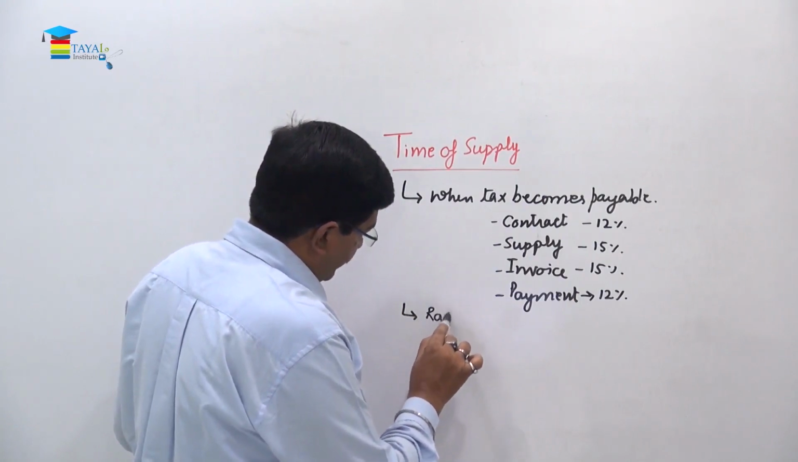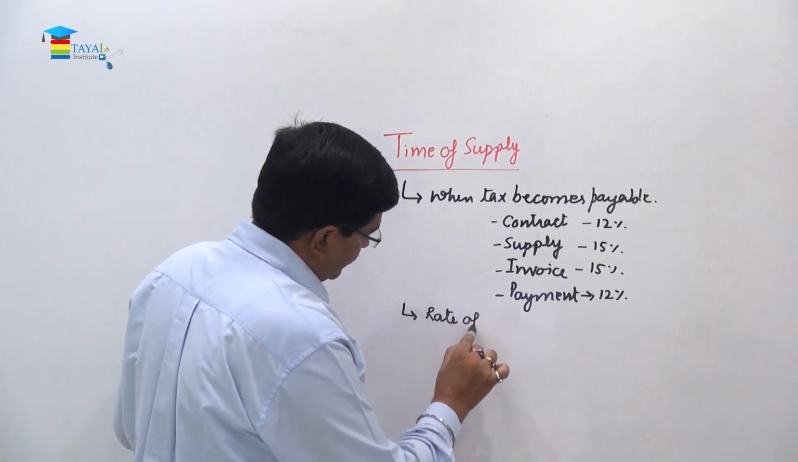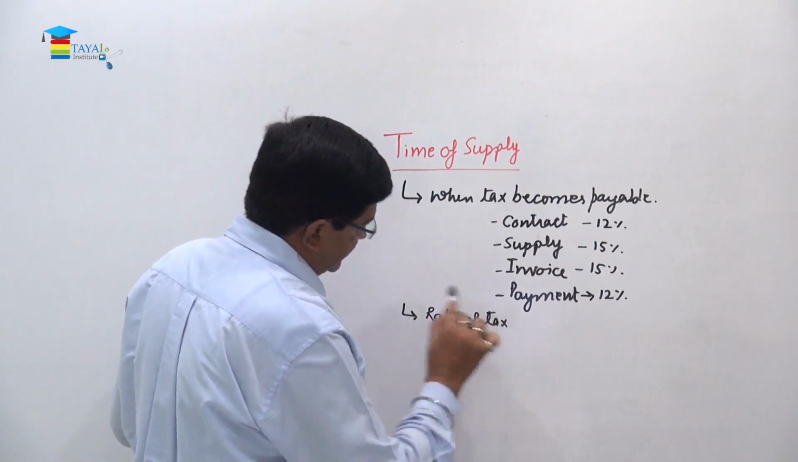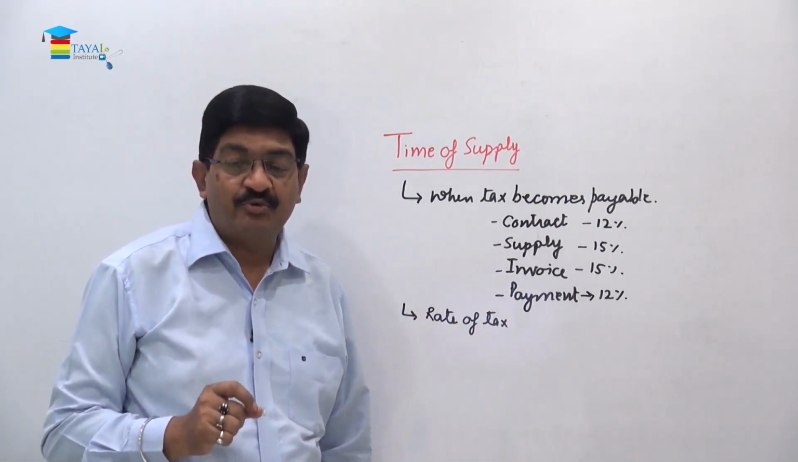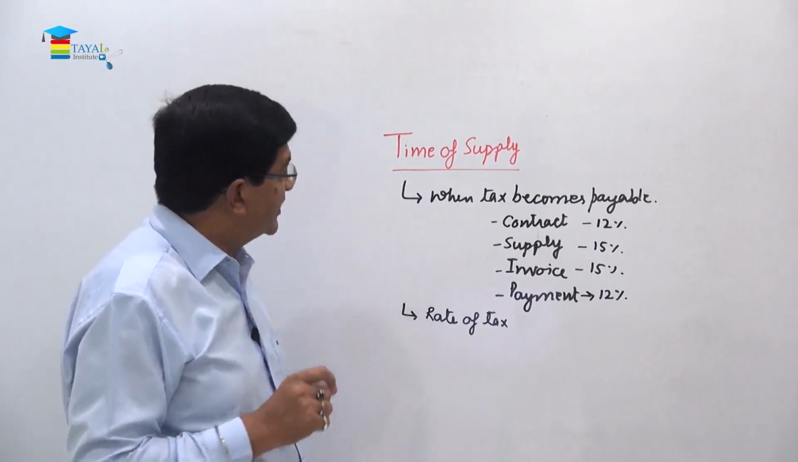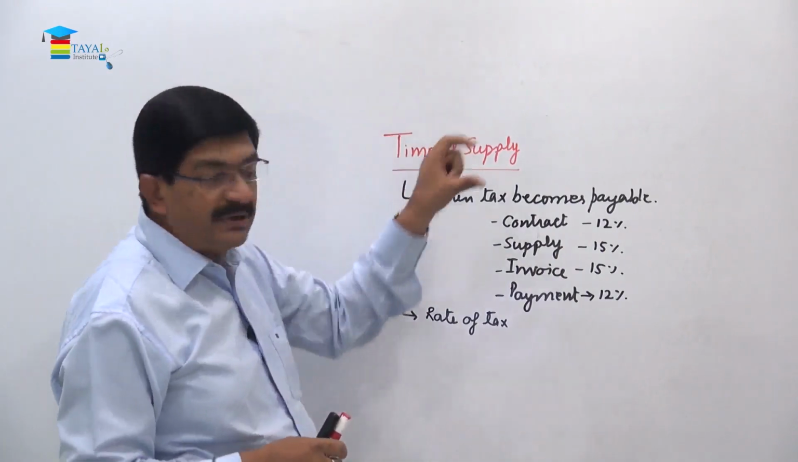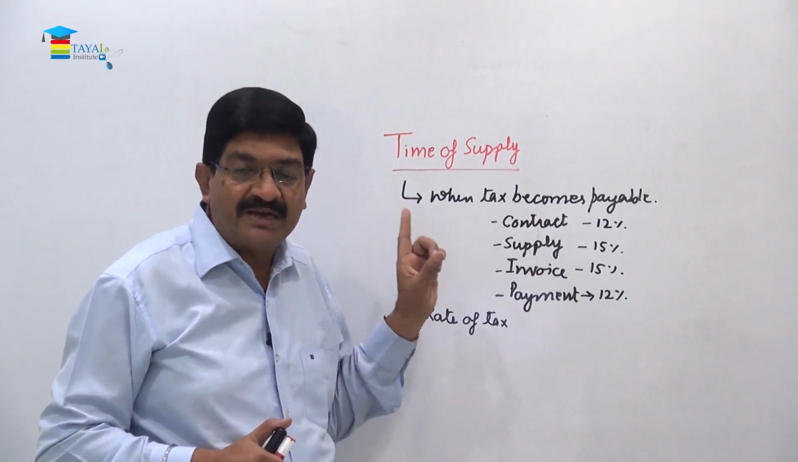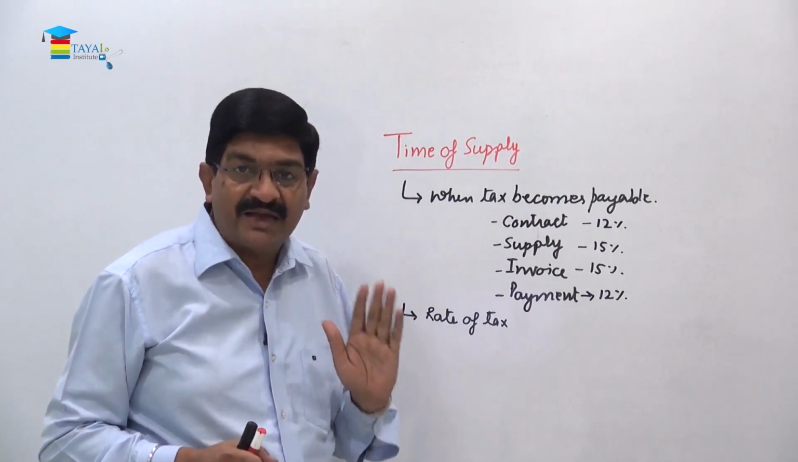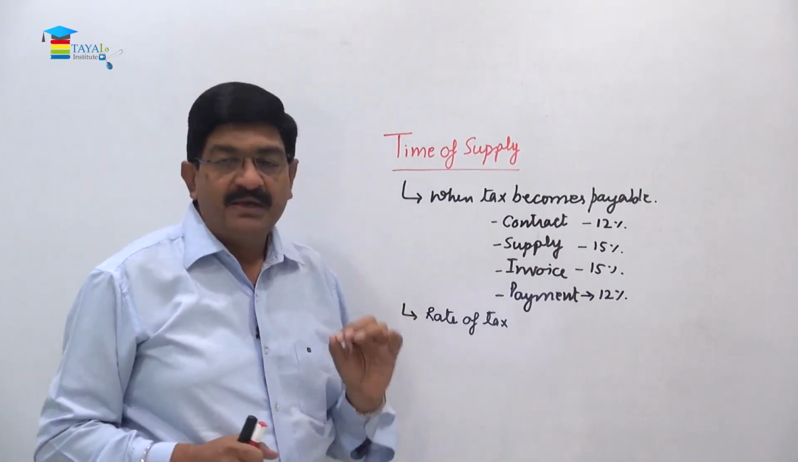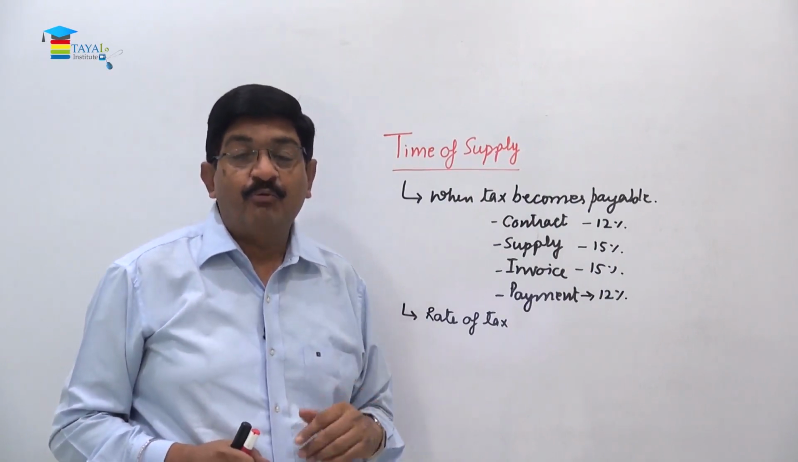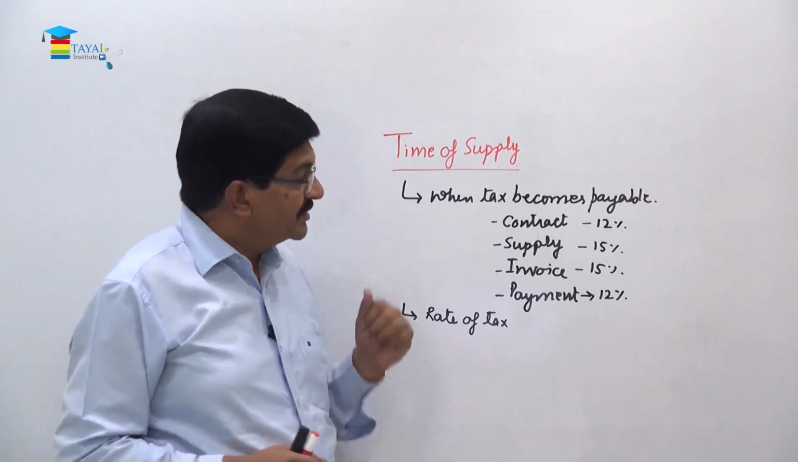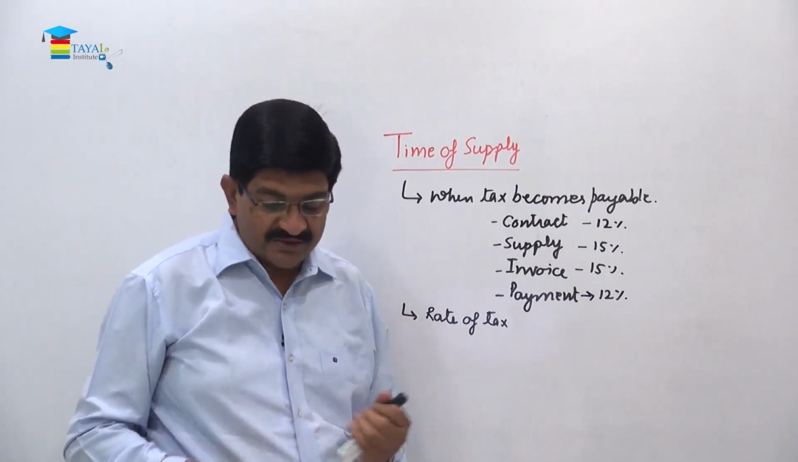So, two important questions we are going to answer in this chapter: when the tax should be paid and at what rate the tax should be paid. Right? So that's why don't go on the simple understanding of the title, time of supply. It's not that. For the purpose of GST, time of supply means when the tax becomes payable and at what rate the tax is payable. These two questions we are going to answer here.